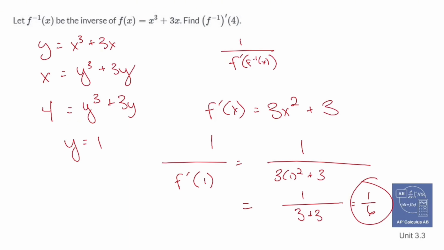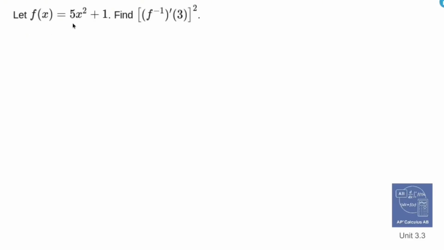So kind of a gross problem. Inverses aren't a lot of fun when you deal with this stuff, but that's what you get. Let f of x equals 5x squared plus 1. Find the derivative of the inverse at 3, and then just for fun, square it. All right, well, we're going to use this rule over here. We're going to use the fact that if you have to do something like this, you're going to do 1 over the derivative of its inverse at a specific point. So we'll use that guy like that.